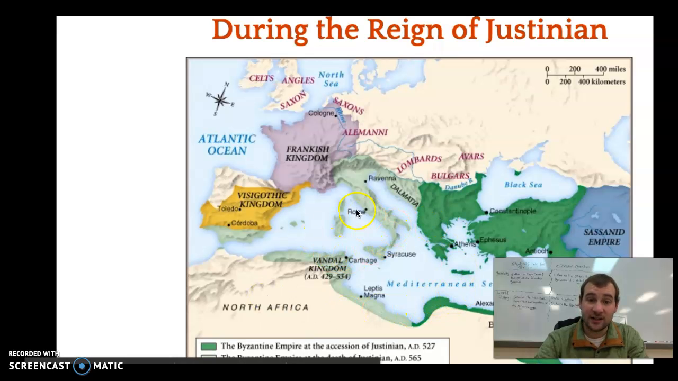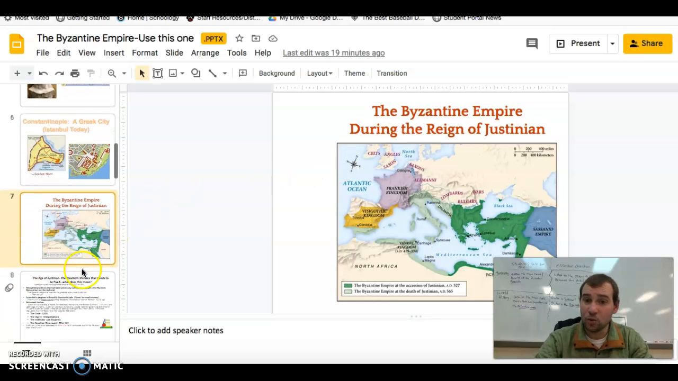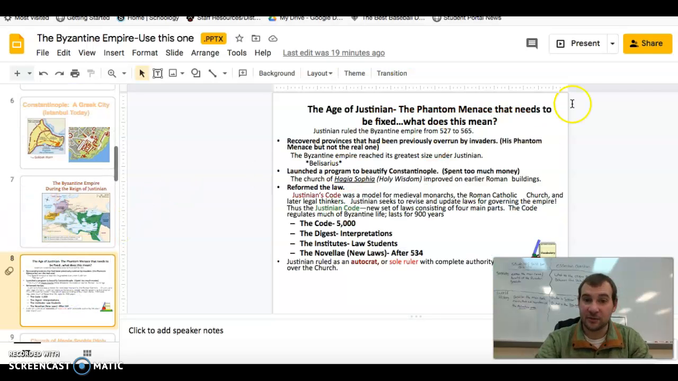So as you can see here, we have Rome, right? We have Constantinople here in the green. All right, and then we got the Frankish kingdom, the Visigoths, basically all these different barbarian tribes. All right, they kind of give us a good landscape of where we're at and who's where and whatnot. So let's just get into it here.